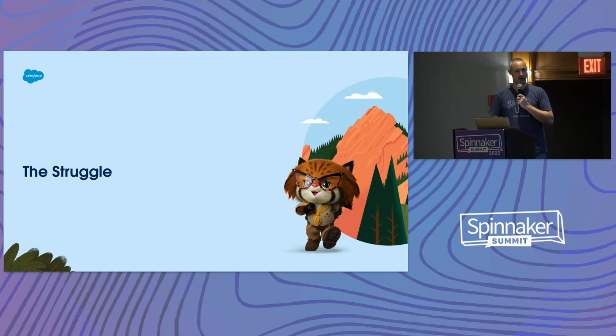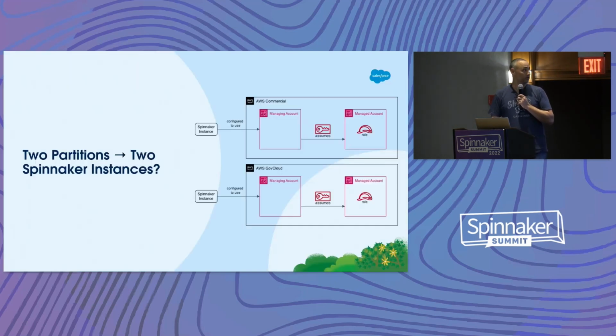If it turns out you do want to have target accounts in multiple partitions, what do you do? This is one way to solve the problem. You can run two instances of Spinnaker. So this is why we're talking about saving piles of cache, because nobody really wants this. You'd much rather have target accounts in multiple partitions and one Spinnaker instance. So that's what we're going to try to get to.